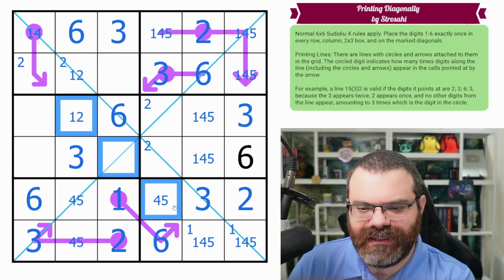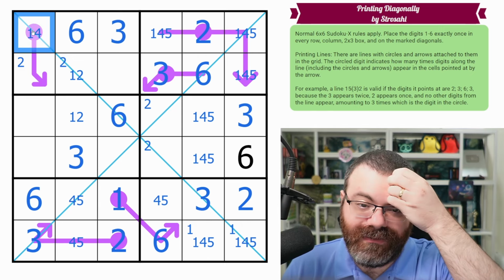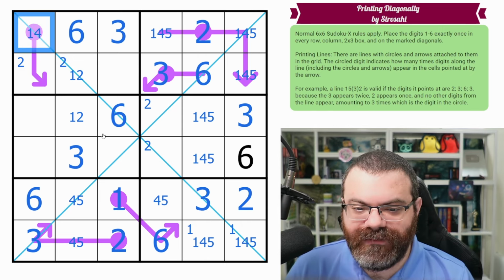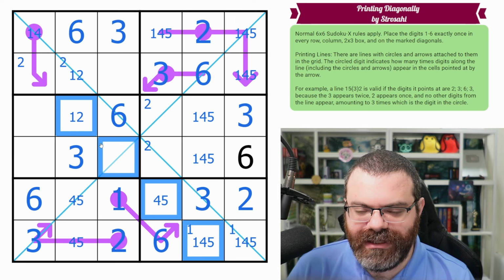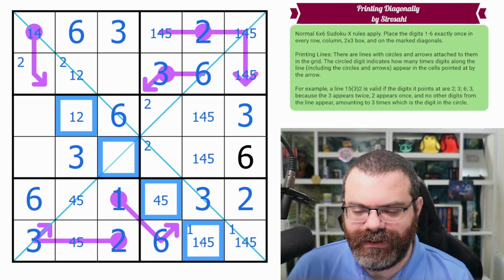What's resolving this? Is it this? So I was saying that if this is a 4, then we need the 4 to match up with another digit. Pair up here and pair up here.